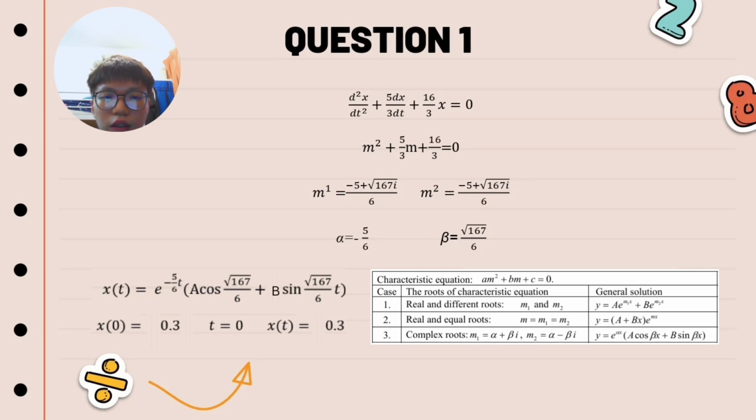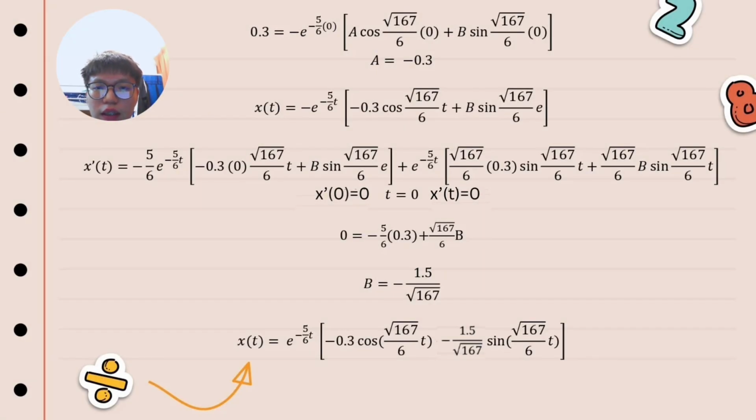After we found the general solution, we can substitute t = 0 and x(t) = 0.3 into it. After we substitute, we find that a is equal to 0.3. Then next, we want to differentiate the general solution. Here it is given that at t = 0, x'(t) = 0 also. x'(t) is the derivative of the general solution. After differentiating, we substitute t = 0 and x'(t) = 0 into it, and we find that b is equal to -1.5/√167.